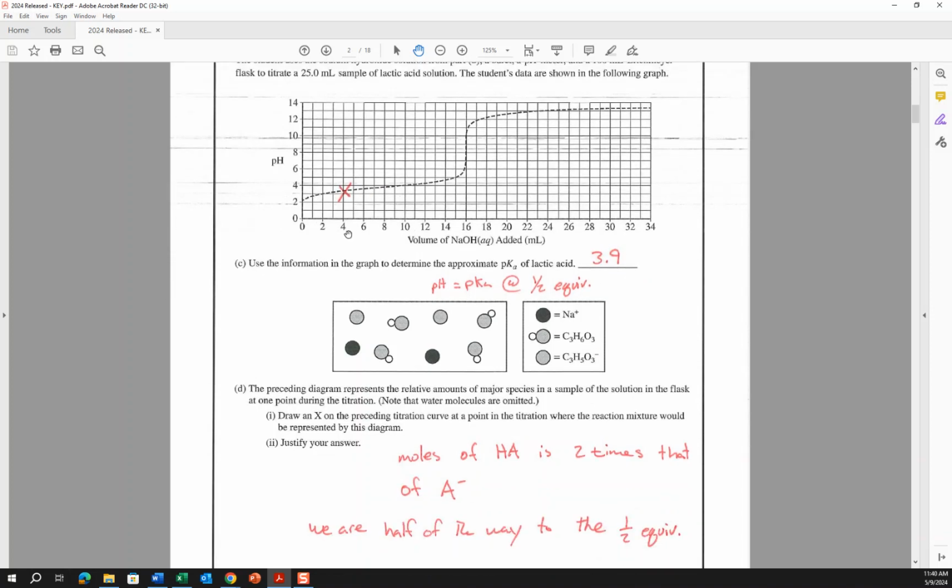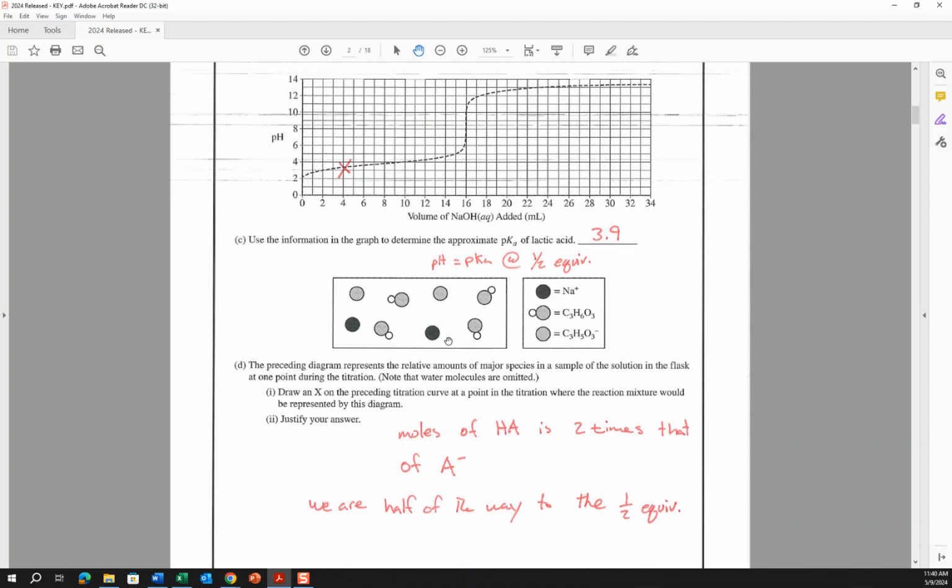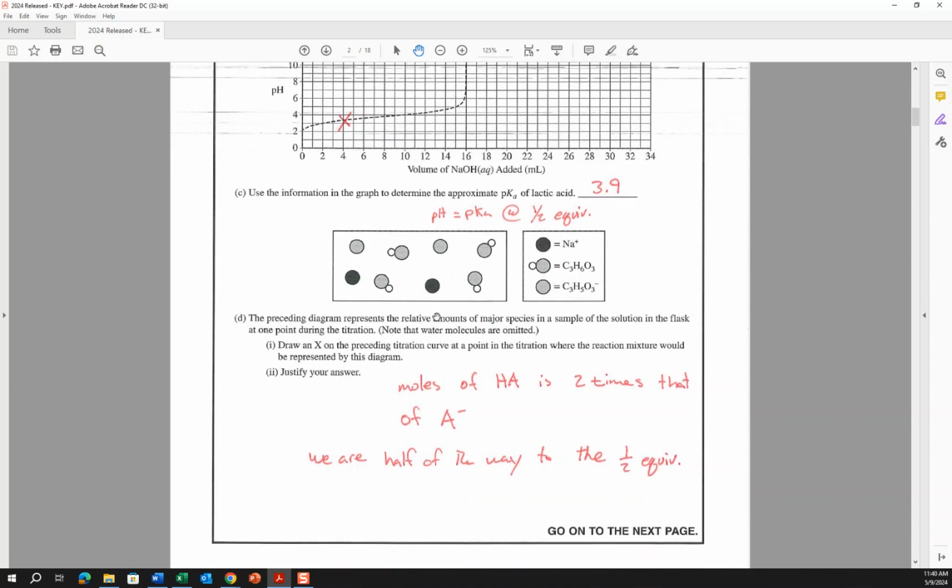This X is here to answer the next question. So they give us a representation of what's going on in the flask at a point in time during the titration. And what we need to notice here is we have a lot more of the acid than we do the conjugate base. So I'm calling this HA, and I'm calling this A minus. So we have 2 times as much HA as A minus.